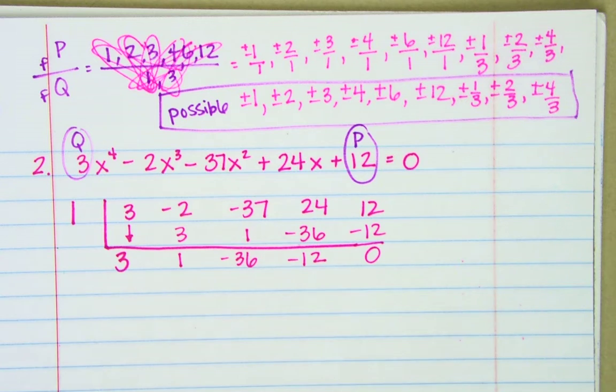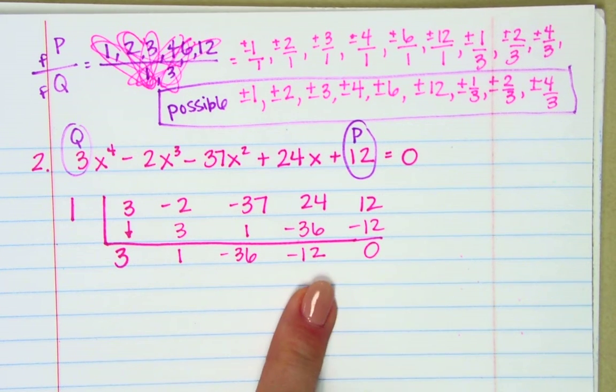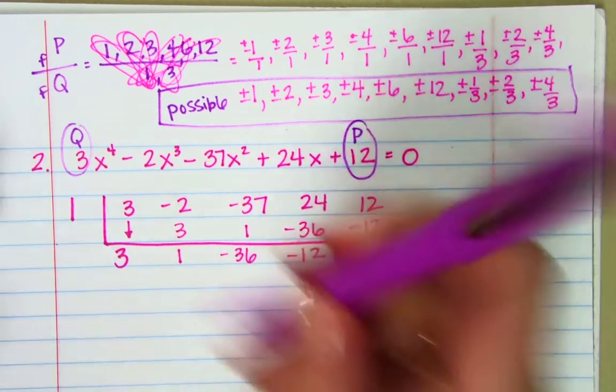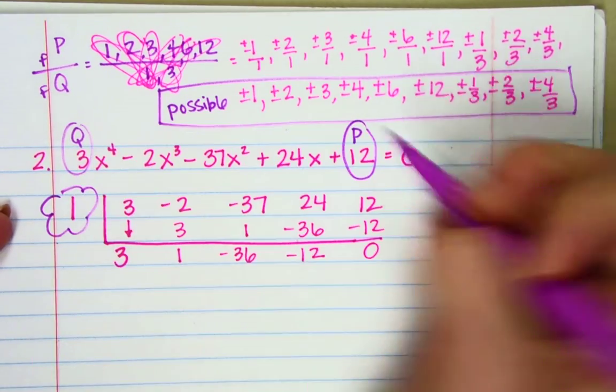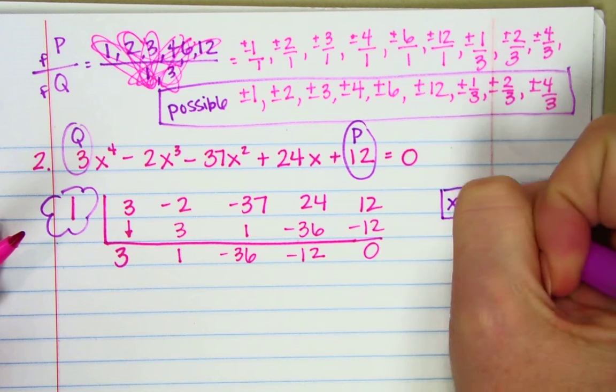Did it work? Yes, it did. You should get 3, 1, -36, -12, 0. Right? So 1 is one of our zeros. Okay, so luckily we started with that one. Okay, x equals 1 is one of our zeros.